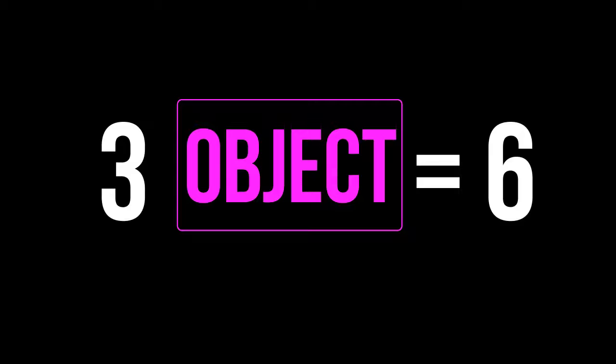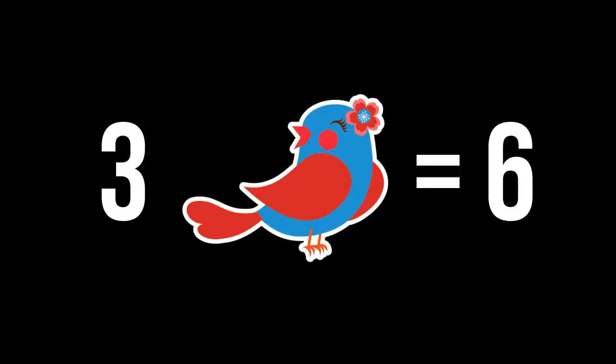3 times 2 equals 6. We can erase times 2 and insert a bird, and it can still mean multiplication. It could also be a dog or an airplane or anything you can imagine. The only thing you don't want to replace it with is a number, because that wouldn't make sense. All of these objects are called variables.